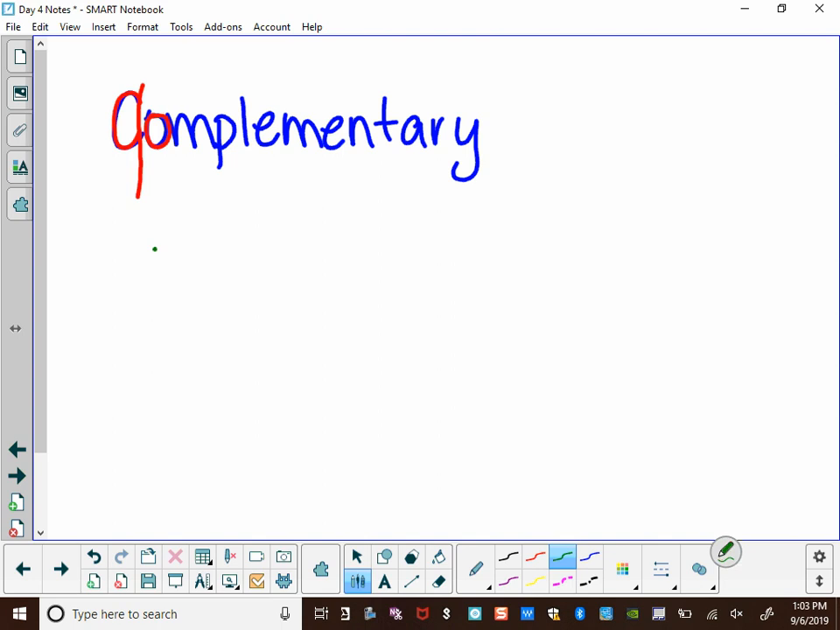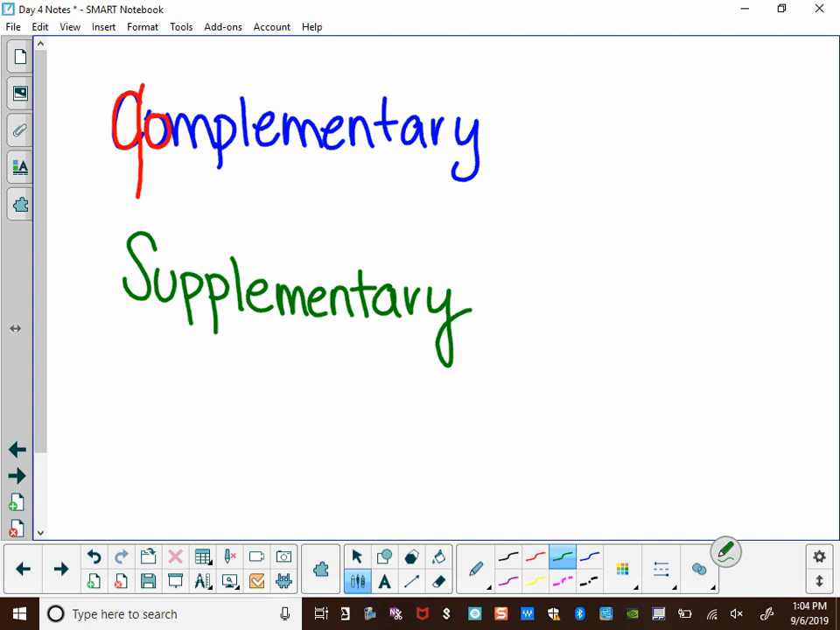And then supplementary starts with an S. 80, right? Because the S can translate to 80. Yes! I think it's actually pretty clever. You need for supplementary two angles that add up to 180. So I can make this S an 8, which reminds me of 180.